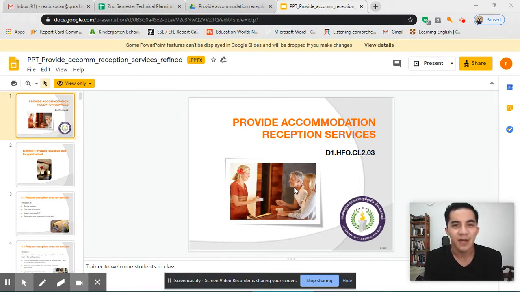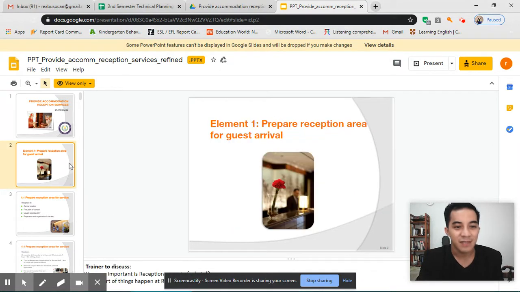Welcome to our new subject for the second semester, and it is Provide Accommodation Reception Services. It relates to easy booking and also to the bellboy and the front desk. Okay, so in this part, we have element one, prepare reception area for guest arrival.